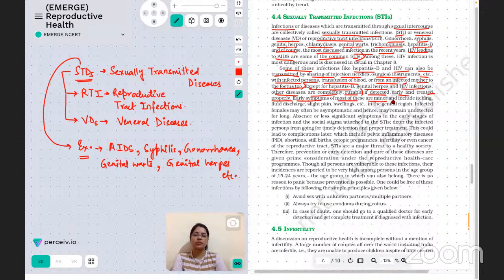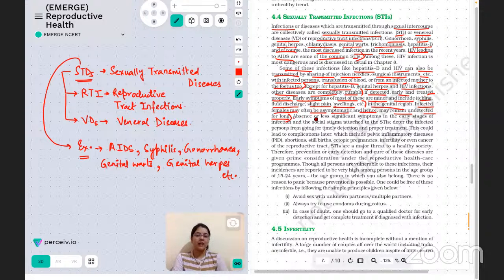Early symptoms of most of these are minor, including itching, fluid discharge, slight pain and swellings. So the symptoms can be in the form of swellings or itching or fluid discharge or anything in the genital region. Infected females may often be asymptomatic and hence may remain undetected for long. The problem with infected females is that they are asymptomatic, meaning symptoms won't be that visible, so the infection can remain undetected for a longer period of time.